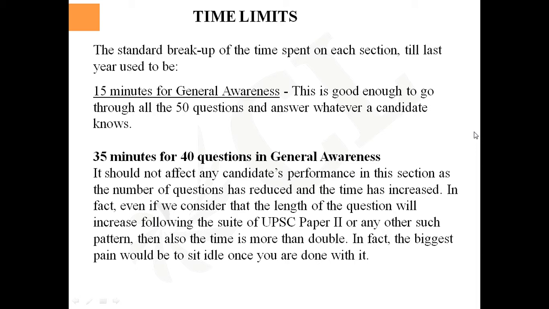Now there are 40 questions, reduced by 10, right? And the time given is 35 minutes. Time is more than double. What is the point? Questions are getting reduced. That means the time required to solve these 40 questions should be on a pro rata basis 12 minutes. That's more than enough. Now the time is 35 minutes. That is thrice of what is required. So what does this mean?